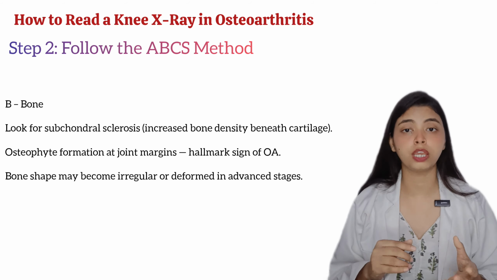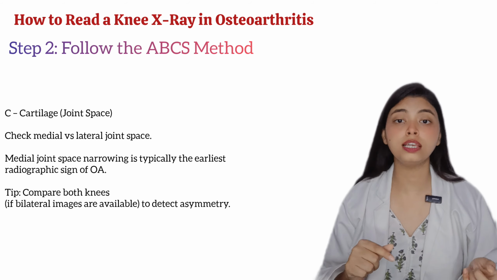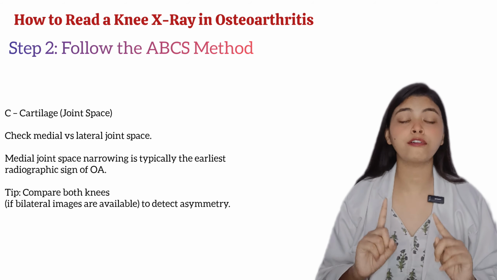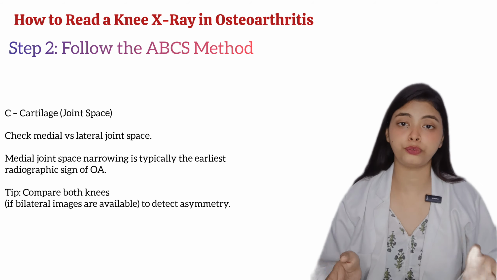Next is the C, which stands for cartilage. Now in an x-ray, you cannot directly visualize the cartilage. The area covered by the cartilage is visualized as the joint space. Now joint space narrowing is the sign of cartilage degeneration, obviously. So this is the sign of knee osteoarthritis. Especially medial joint space narrowing is the earlier radiological sign of OA knee, and if you have bilateral images, you can compare the joint spaces of the left and right knee for asymmetry.